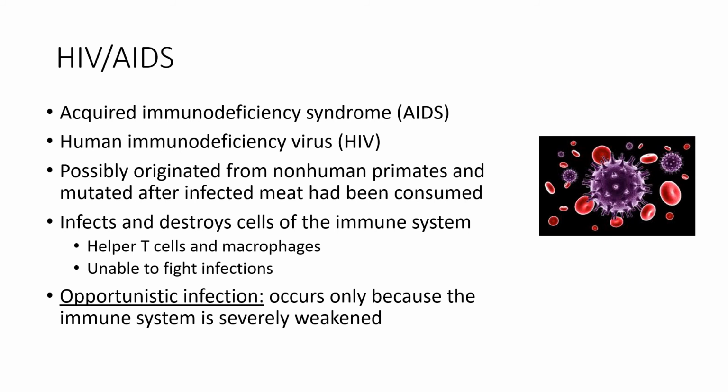What HIV/AIDS does is it's going to infect and destroy cells of the immune system, specifically helper T cells and macrophages. Those particular cells are, as you know, very important to your immune system and your ability to respond to pathogens, and that's going to completely go out the window because of HIV/AIDS. Those cells are going to be completely destroyed. That means that a cold can become deadly to someone who is infected with HIV/AIDS.